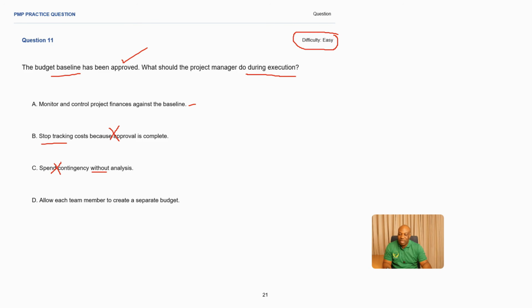Allow each team member to create a separate budget. Okay, this one makes sense. Let's see. Now let us eliminate. We are left with two of these answers. Monitor and control project finances against the baseline.